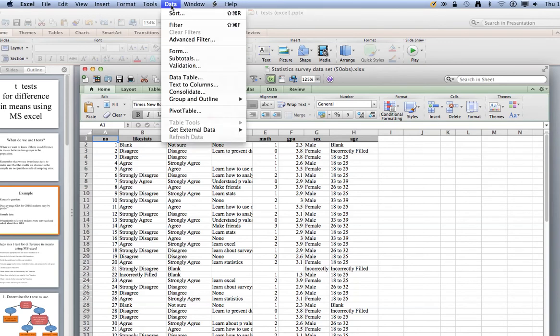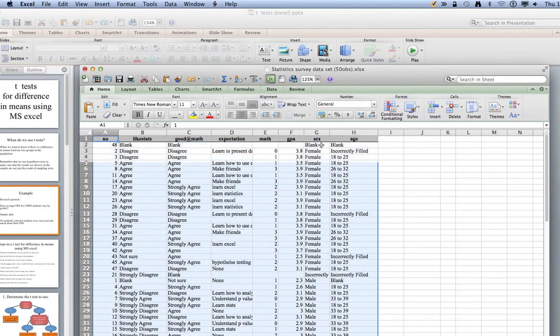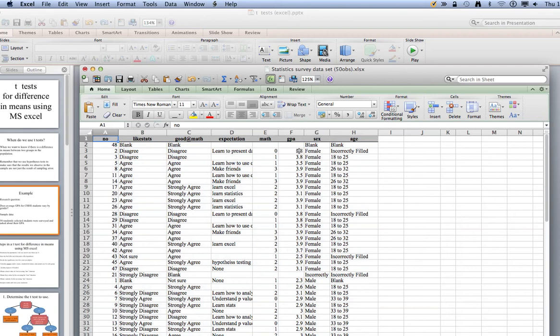So to do that, I go to Data, Sort. My list has headers, good. And I'm going to sort the values by my variable of gender. Okay, so the first observation here is the one that didn't answer the gender or the GPA. So the second observation starts with all females, and that's their GPA for all females. Then there was one observation that filled that incorrectly, and then there was all the males.